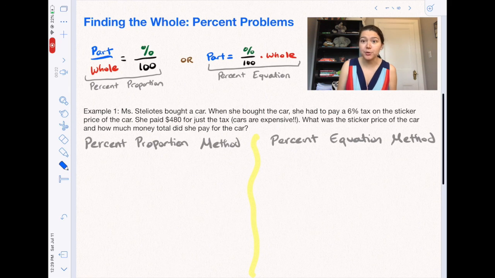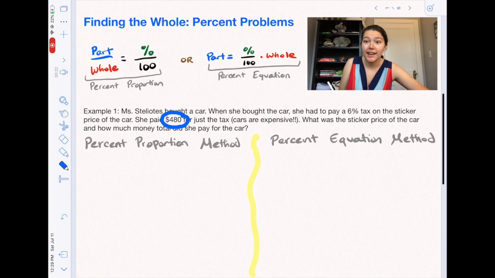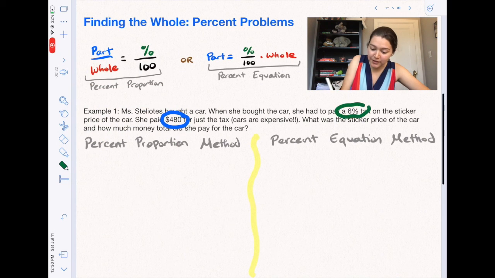Okay, so like usual, let's go through our word problem and identify what information we're given. Our part is going to be this $480. That's the amount of money we paid for tax. Remember when we were in our last video, we were trying to find the part, we were finding the amount of the tax, the amount of the tip. Those are always going to be things that we think of as the part. Okay, and then we have our percent. Of course, there is a 6% tax, so our percent is 6%.